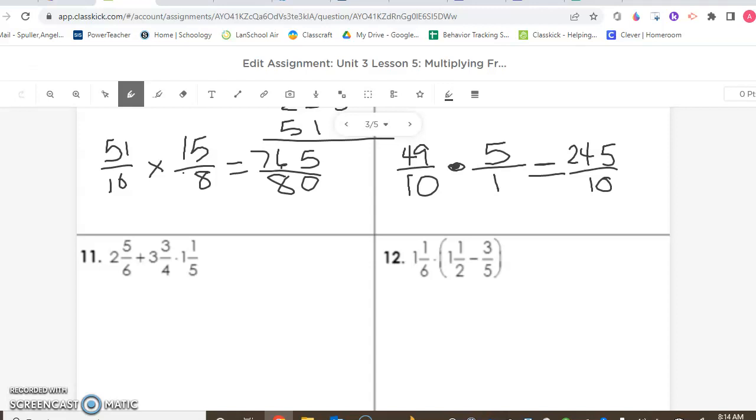All right, so look at this one, it's a multi-step. This is where order of operations comes into play, right? Do we add before we multiply, or do we multiply before we add? We multiply before we add. So 4 times 3 is 12 plus 3 is 15 over 4 times 5 plus 1 is 5 plus 1 is 6 over 5.